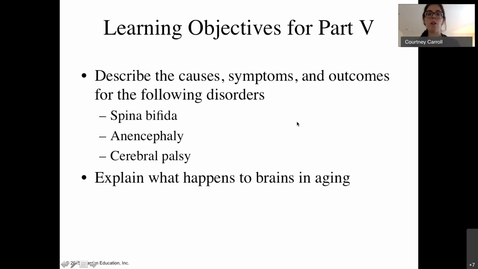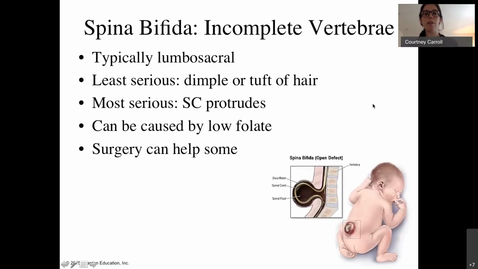And now we're going to end by talking about some developmental disorders and then what happens to our brains as we age. So part 6 here, the developmental aspects of the nervous system. Our objectives for this final part of Chapter 7 are to describe the causes, symptoms, and outcomes for the following disorders. You want to talk about spina bifida, anencephaly, and cerebral palsy, and then explain what happens to brains in aging. Let's start by talking about spina bifida, which is caused by an incomplete vertebrae.